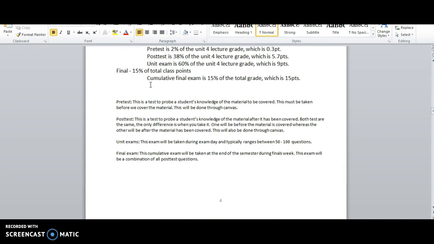The pretest. This is a test to probe a student's knowledge of the material to be covered. This should be taken before I cover the material. After you take the pretest, which is going to be 10 questions per unit, you will take the same 10 question exam. It is then called a post-test. This is to be done after I have covered the material.